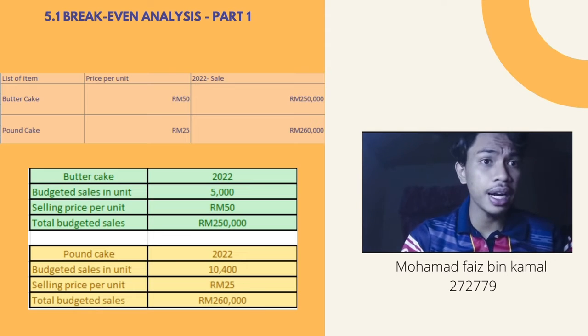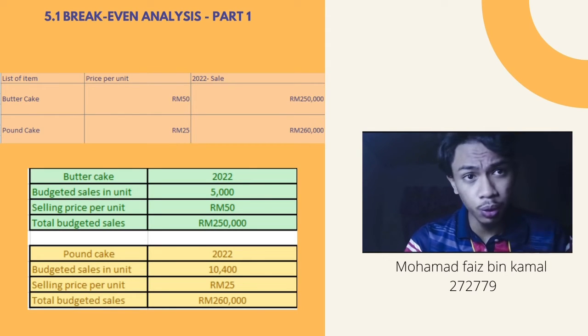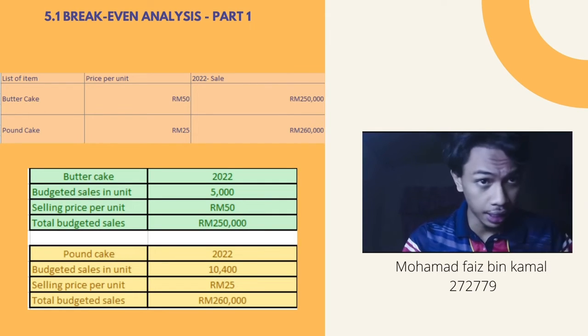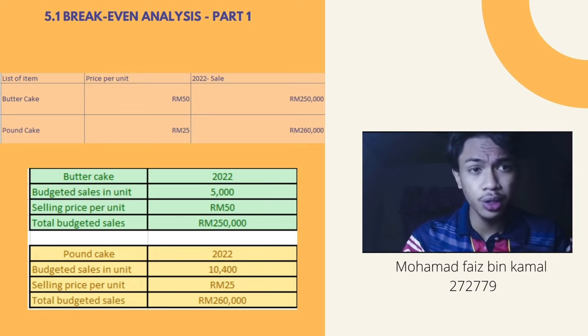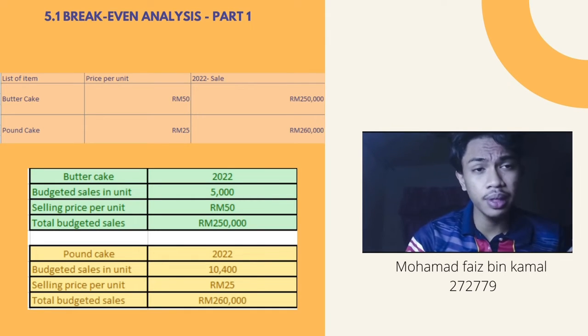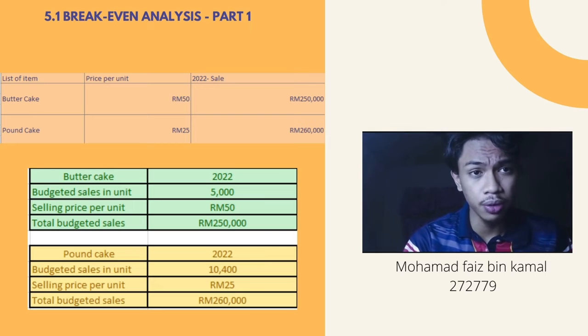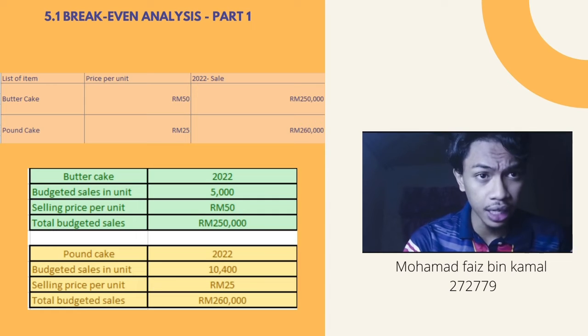Okay, before we go to the break-even analysis, Sweetylicious has 2 products in our business plan. The first one is butter cake, and the second one is pound cake. For the butter cake, we assume that the sale per unit is RM50, and we estimated that we have RM250,000 for 1 year for butter cake. And for the pound cake, we assume that the selling price per unit is RM25, and for the 1 year, we estimated the sale is RM260,000.